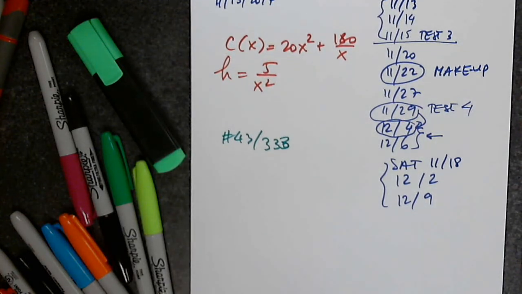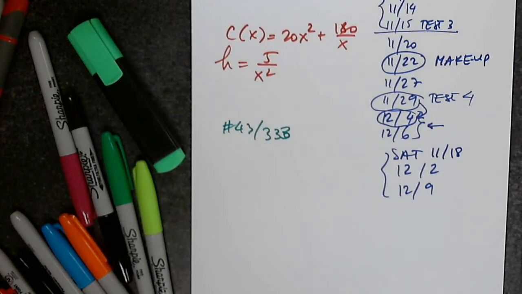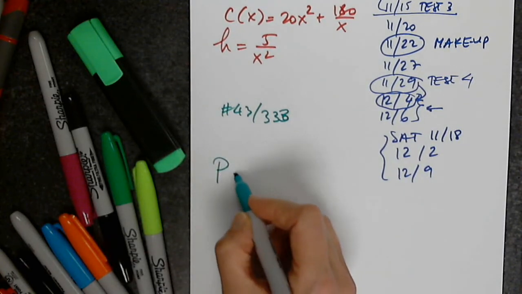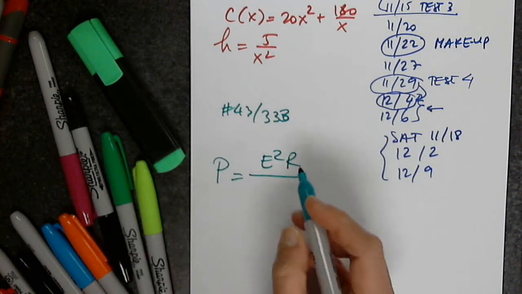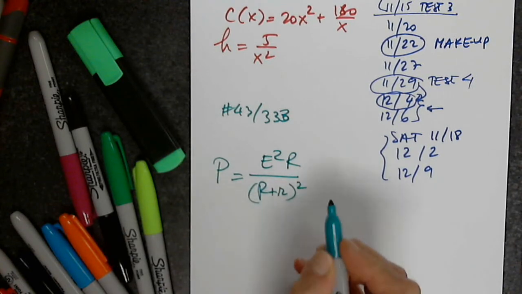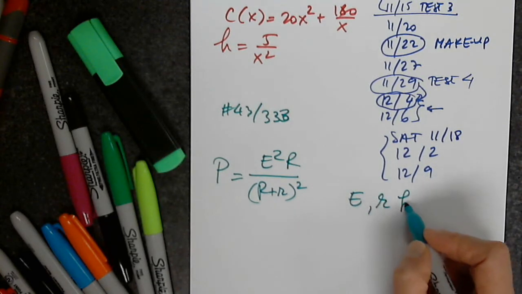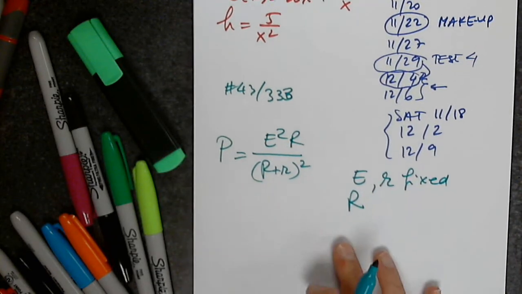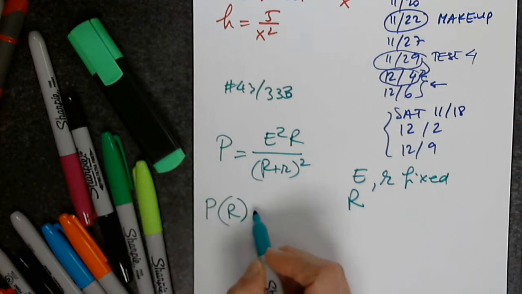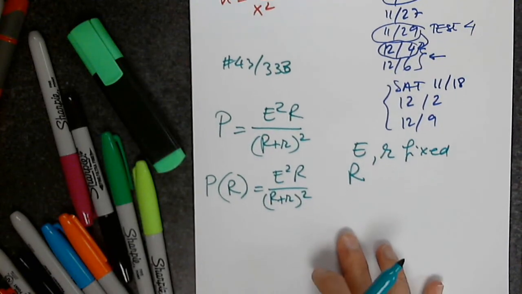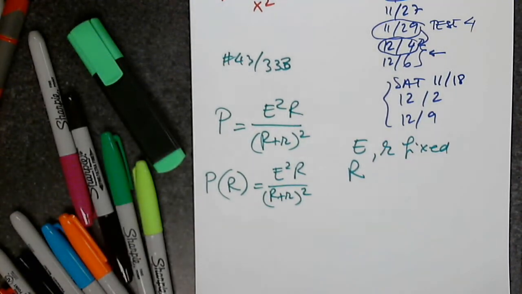It's connected across a battery of E volts with internal resistance r ohms. Very good. Then the power in watts in the external resistor R is P equals E squared R over (r plus R) squared, if E and r are fixed. R is the variable. In other words, it should be written P of R. What is the maximum value of the power?